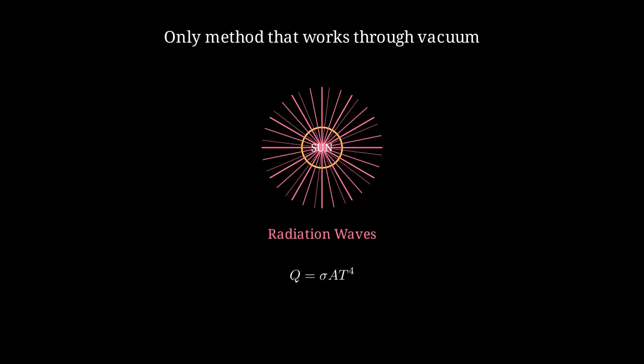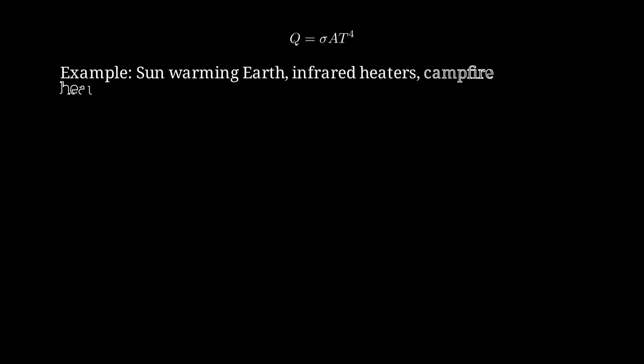The Stefan-Boltzmann law states that radiated heat is proportional to surface area times temperature to the fourth power times the Stefan-Boltzmann constant sigma. Examples include the sun warming Earth across 93 million miles of space, infrared heaters, and feeling warmth from a campfire.